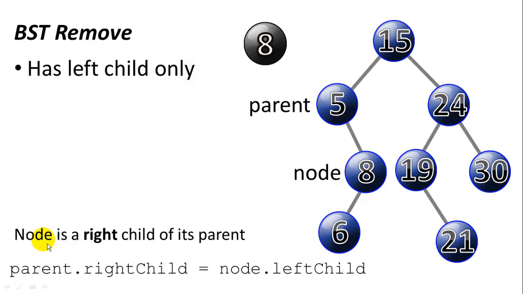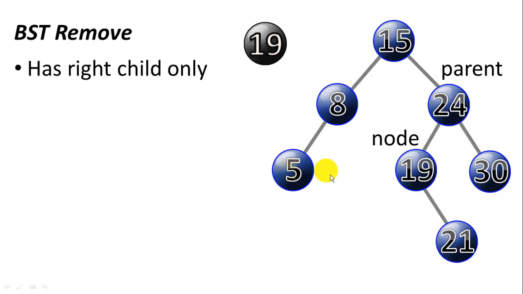The other case is where the node we're trying to delete has only a left child, and the node we're trying to delete is a right child of its parent. For instance, node 8 here is 5's right child, and it has only one left child. We can simply do parent.rightChild equals node.leftChild. So parent, which would be 5, has a right child, which is currently 8, and we're going to change this so that parent.rightChild becomes node.leftChild. In other words, we're moving the 6 up to where the 8 is. 5's right child becomes 6. That solves the problem with the left child only.